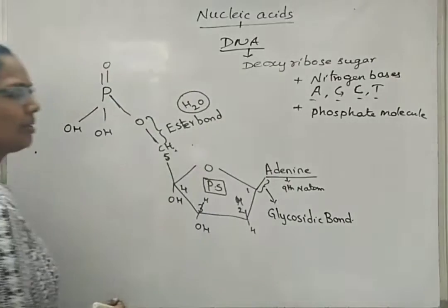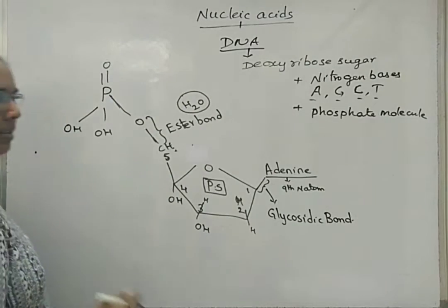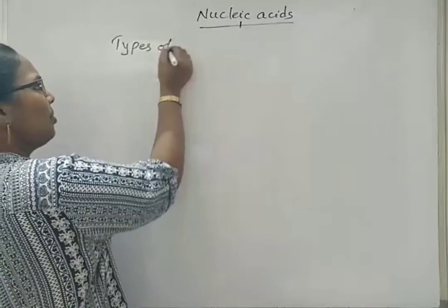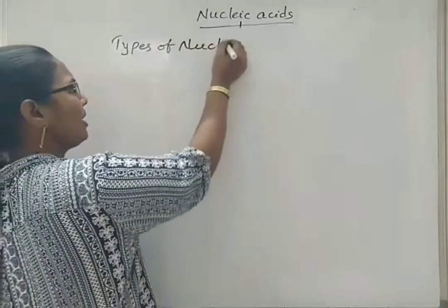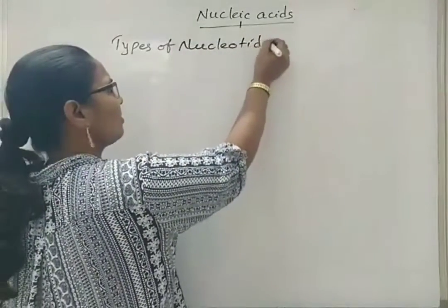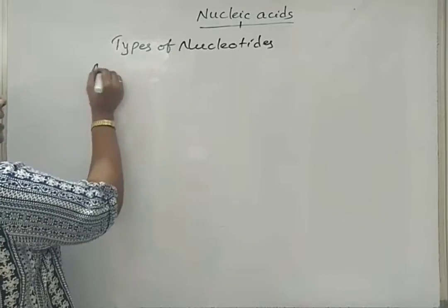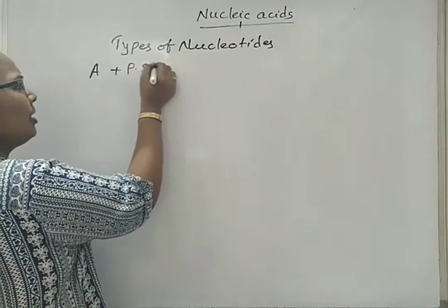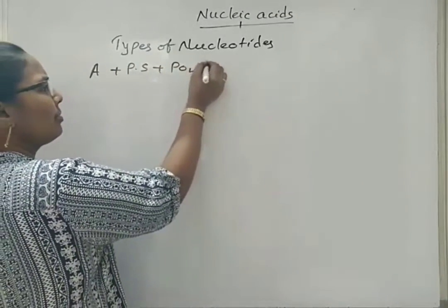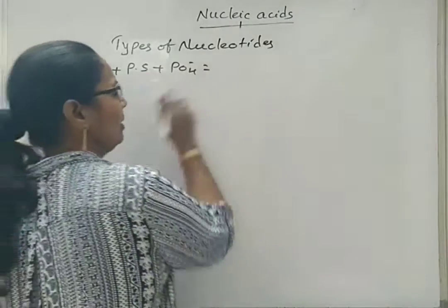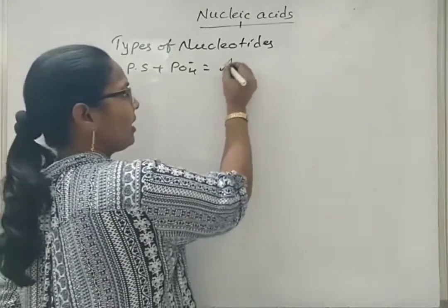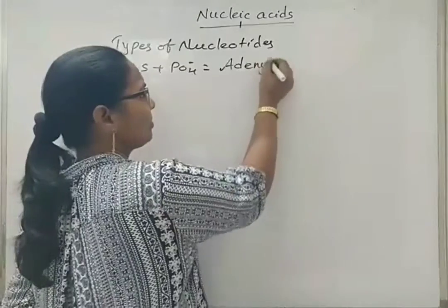Glycosidic bond. We can also learn types of nucleotides. So adenine plus pentose sugar plus phosphate molecule. This is called as adenylic acid.